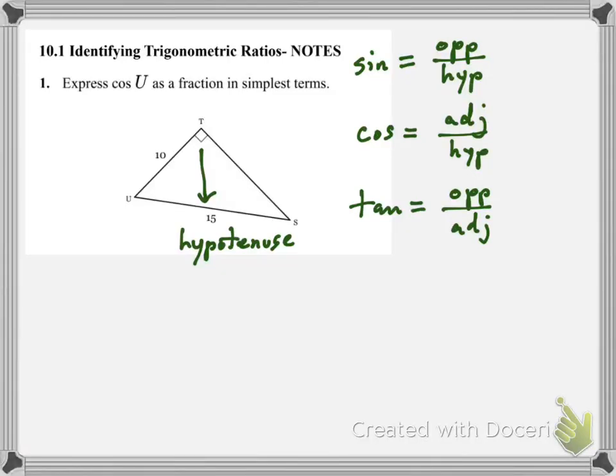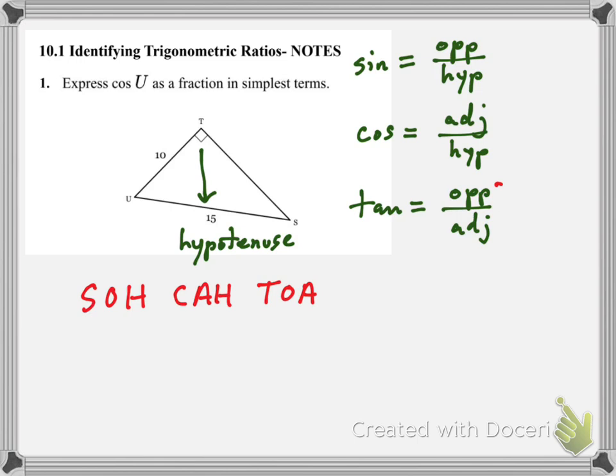Okay, Chapter 10. Chapter 10 is going to be kind of a trig review, okay? So we have sine, cosine, and tangent. Sine is opposite over hypotenuse, cosine is adjacent over hypotenuse, tangent is opposite over adjacent. I'm sure some of you guys have heard of SOHCAHTOA, okay? That's the abbreviation for all of those.